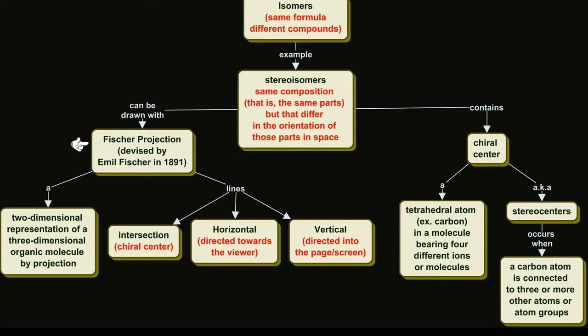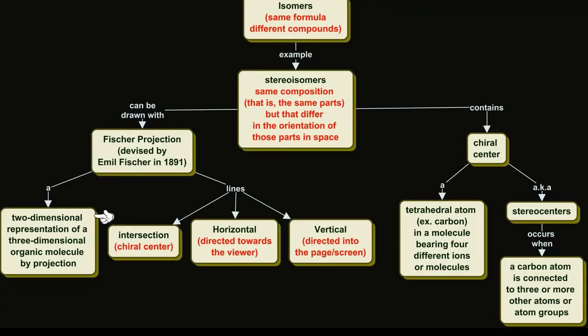Stereoisomers can be drawn with the Fischer's projection. This was devised by Emil Fischer in 1891. This is Emil Fischer. So what is the Fischer's projection? A Fischer's projection is a two-dimensional representation of a three-dimensional organic molecule by projection.